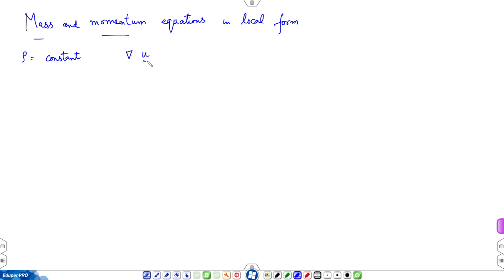So, we have seen that it matters whether you write del dot u or del u. So, there is a big difference between the two. I hope you have checked up the difference. This is the mass balance equation and the momentum equation.